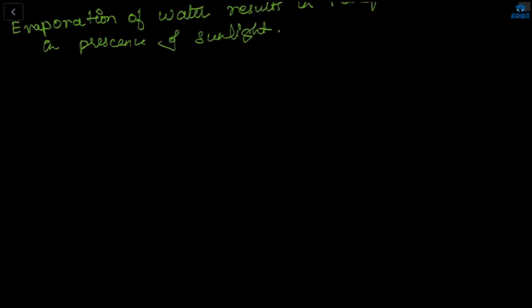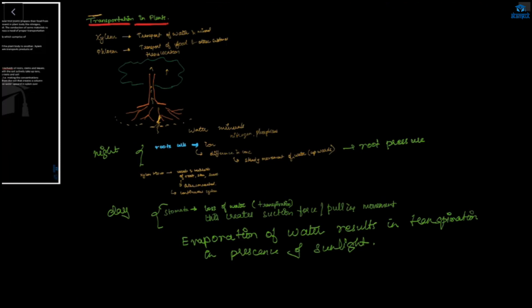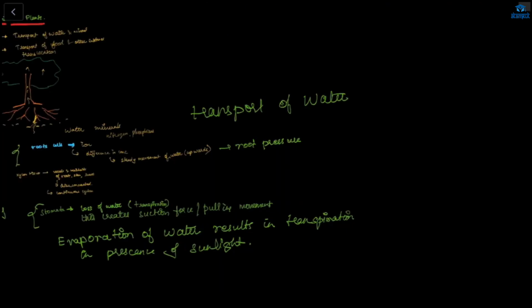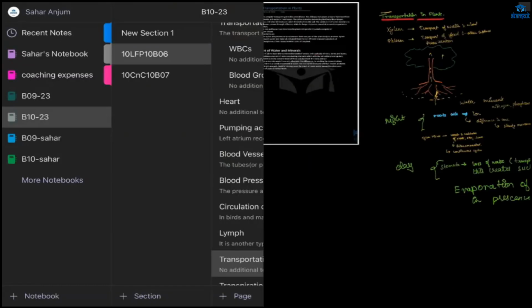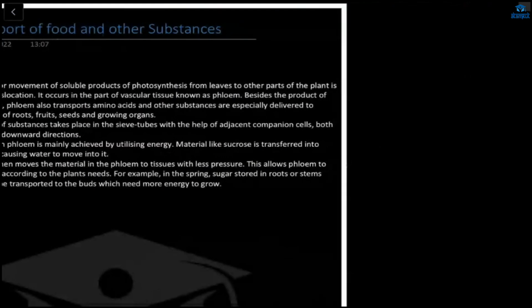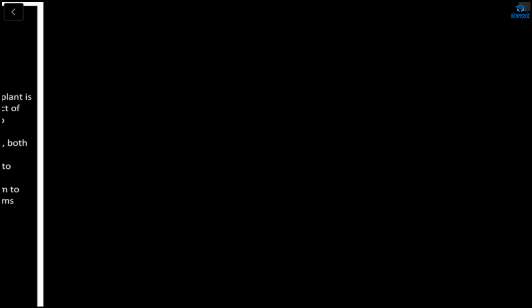Okay. Next, this was all about the transport of water and minerals. Next we have transport of food and other substances. How does this happen? The transport of food in plants.